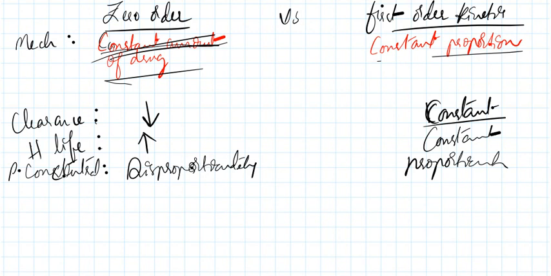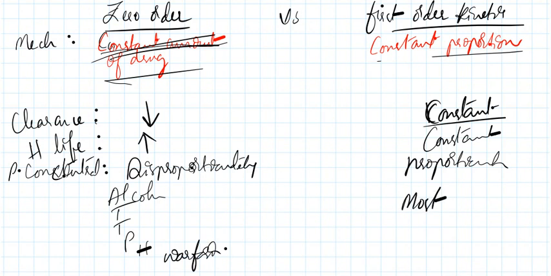Now what are the examples of zero order kinetics? What are the examples that follow zero order kinetics? Alcohol, theophylline, tolbutamide, phenytoin, heparin, methanol, warfarin. While most of the drugs follow first order kinetics.